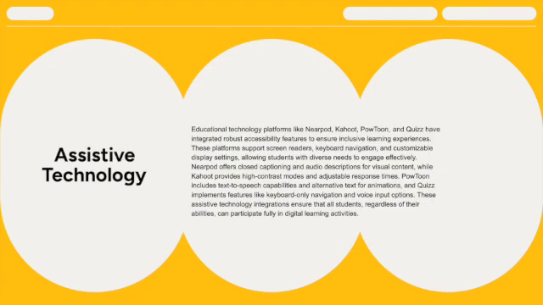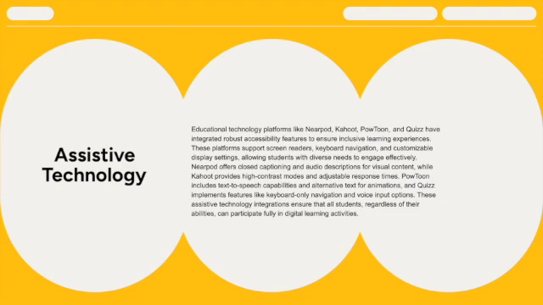Assistive technology. So educational technology platforms like Nearpod, Kahoot, Powtoon, and Quiz have integrated robust accessibility features to ensure inclusive learning experiences. These platforms support screen readers, keyboard navigation, and customizable display settings, allowing students with diverse needs to engage effectively. These are all platforms we included in our learning management system. Nearpod offers closed captioning and audio descriptions for visual content.